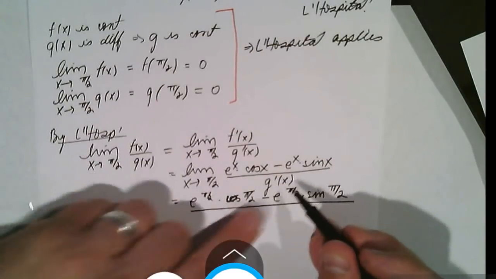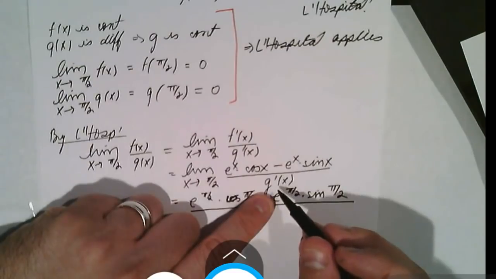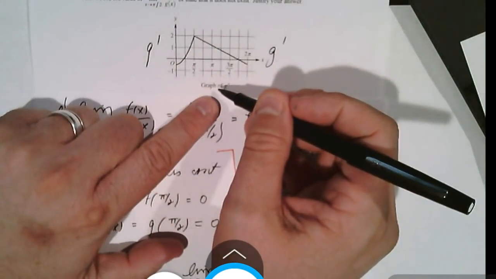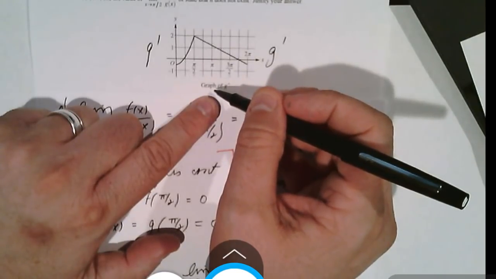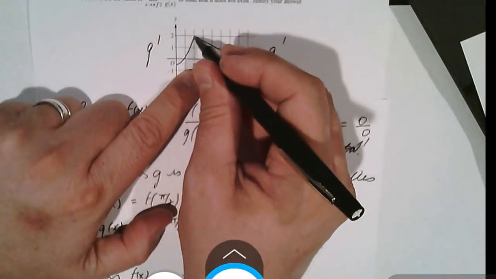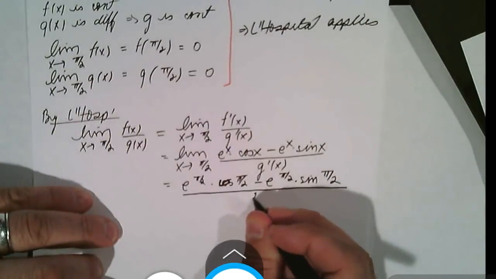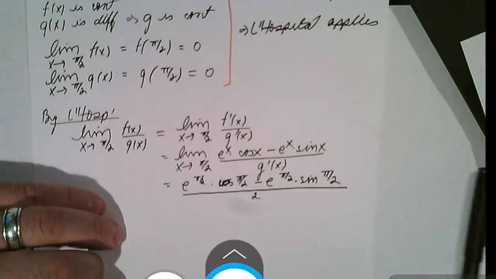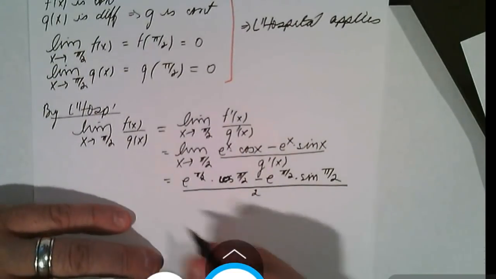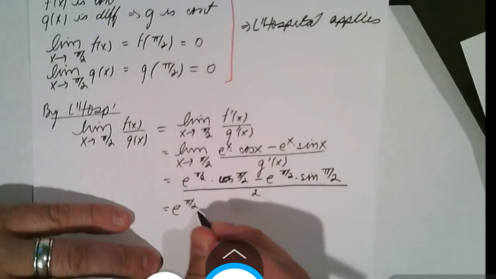Now in the denominator, we're going to have to be really careful. What is the limit as x approaches pi over 2 of g prime of x? This is where you need to go back to your graph. Here's the graph of g prime. The limit as x approaches pi over 2 from both the left and the right is 2. So that means my denominator is 2. These are all numerical values. You don't have to simplify any further, but you can if you want to.